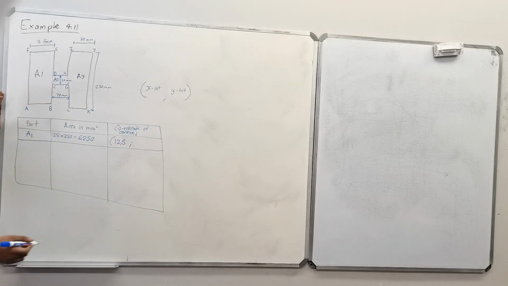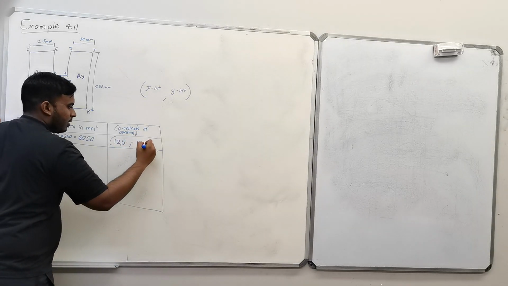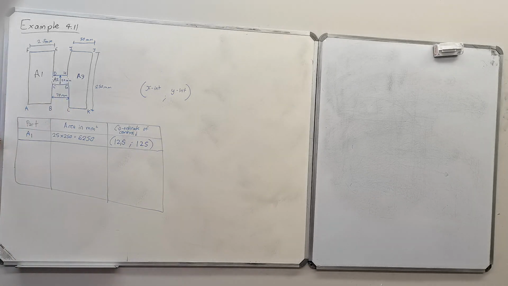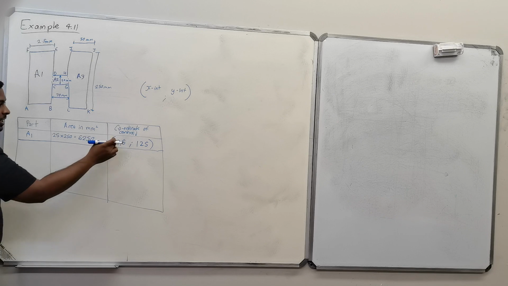And its y component would be? 125. You understand that? Which part? So the length of the side is 250. Half the length, half of the center. It's just the rectangle. Yeah, it's a rectangle, right?